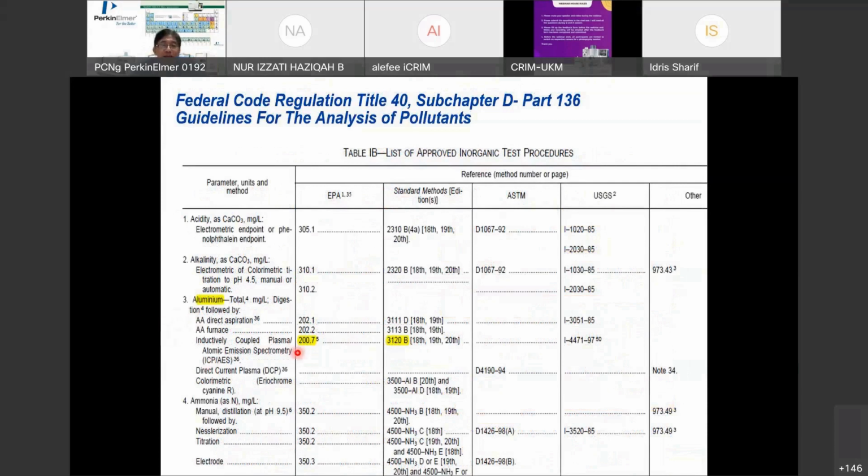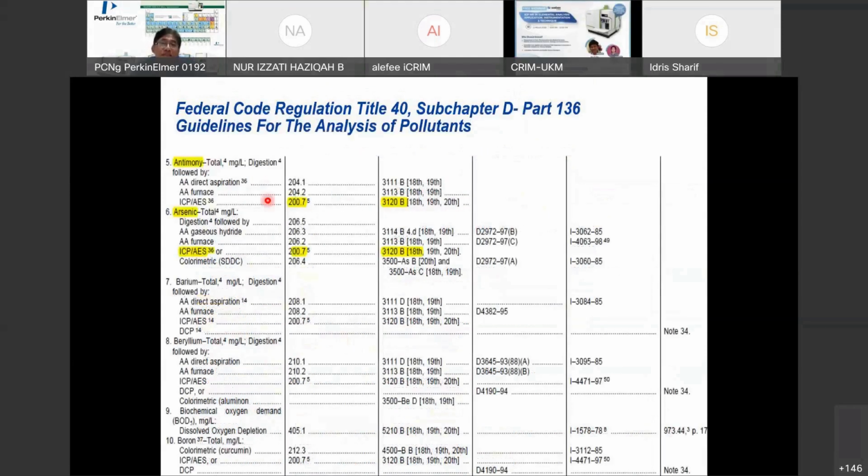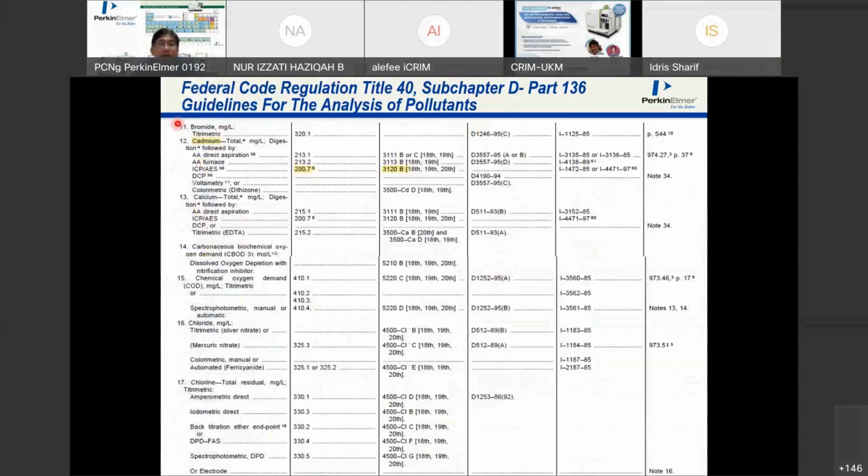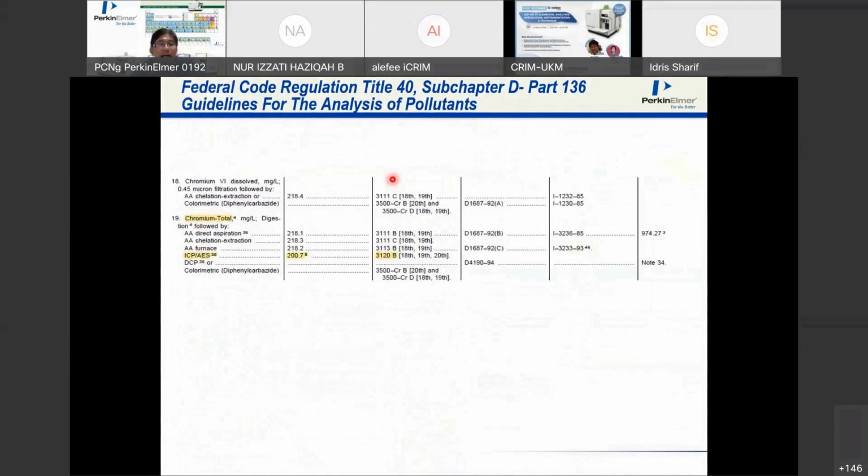Okay, aluminum, you can use 200.7 or 3120B. Both are also ICP-OES methods. Okay, antimony is also the same, 200.7, 3120. Arsenic is also the same. Okay, now cadmium is also the same, 200.7, 3120.